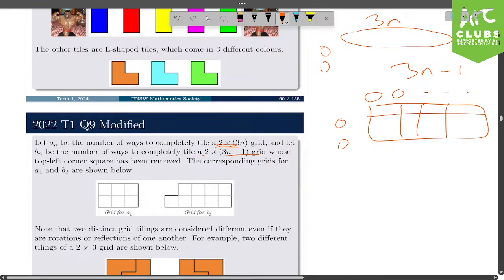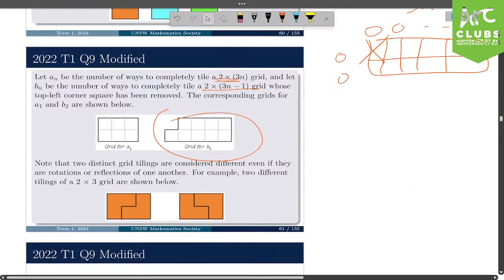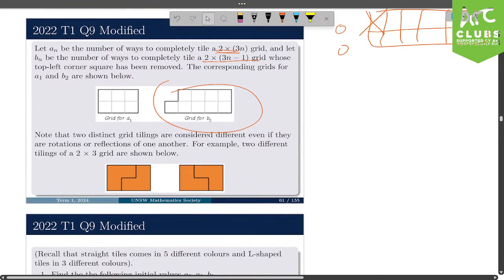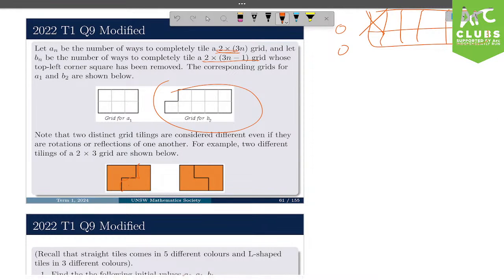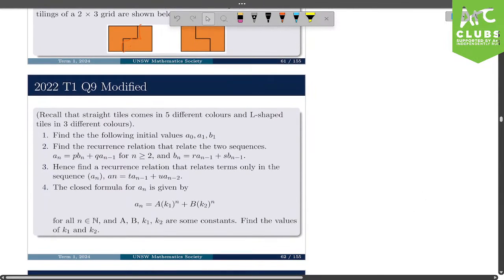Like that. So that's 5. But this top left square here is removed. So we get this L shape. Here's an example of B2. And essentially, the tilings are different even when they're rotated. So you can see they're different according to the line separating here, but they're not different according to colors. So this is important. And now we want to find a closed form for the number of ways.